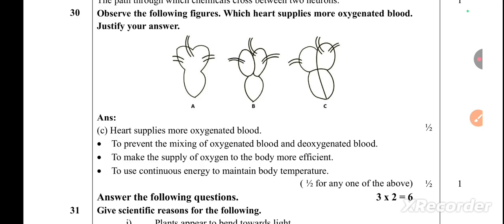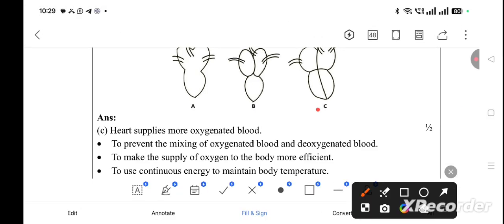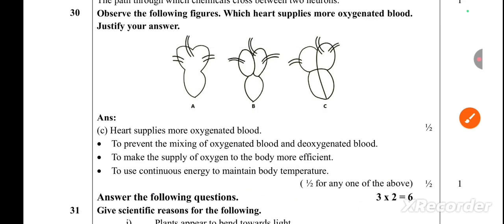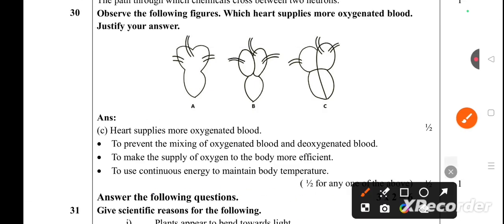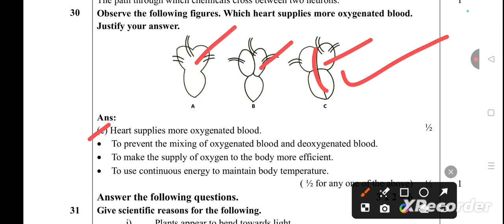30th one. Observe the following figure. Which heart supplies more oxygenated blood? Justify. The answer is option C. Why? Because if you observe the chambers, there is a single chambered heart, a three chambered heart, and a four chambered heart. The four chambered heart with a middle septum pumps more oxygen. Option C heart supplies more oxygenated blood.